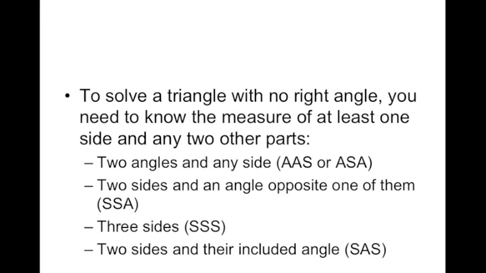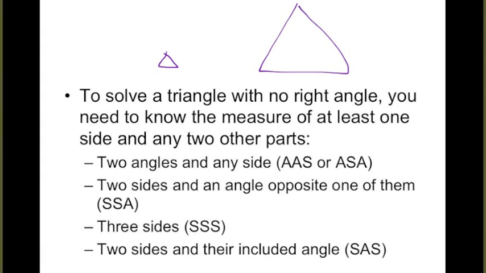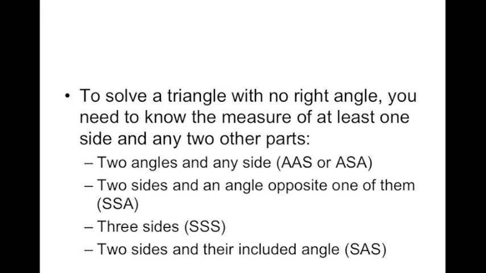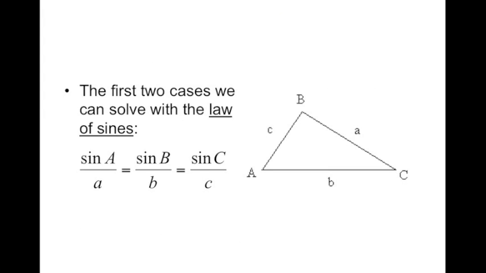We need to know three pieces of the triangle. We need to know some combination of sides and angles. We could know all three sides, two sides and an angle, or two angles and a side. We cannot do it with all three angles because it's possible to have a little tiny triangle that has all 60-degree angles or a bigger one that has all 60-degree angles. So knowing just the angles doesn't give us enough information. But as long as we know at least one side, then we can find out everything else there is to know about the triangle. Sometimes we can do that with the law of sines. Sometimes we'll need something else called the law of cosines, and we'll talk about that one tomorrow.